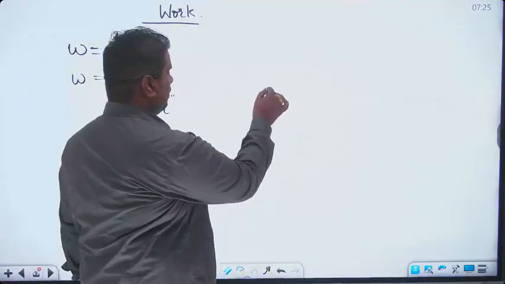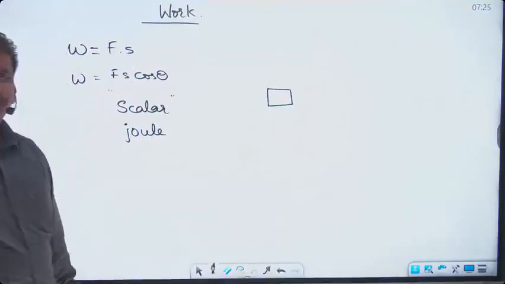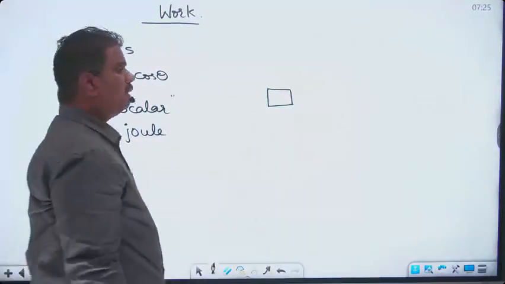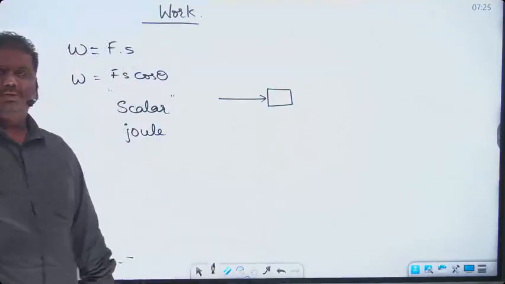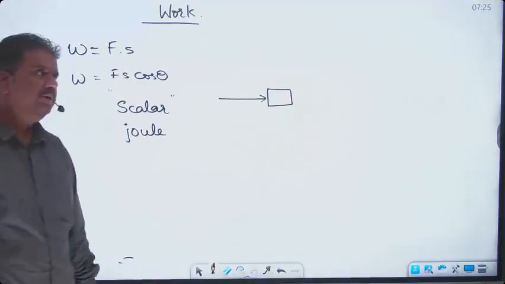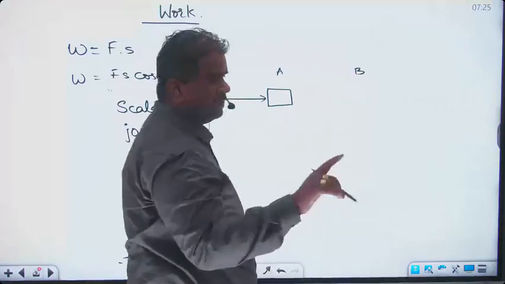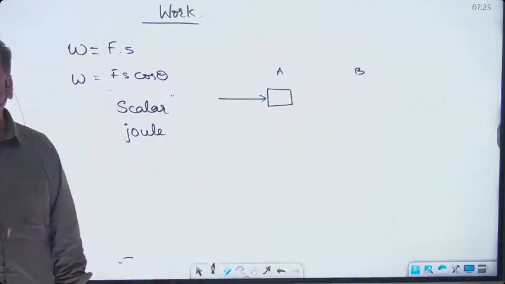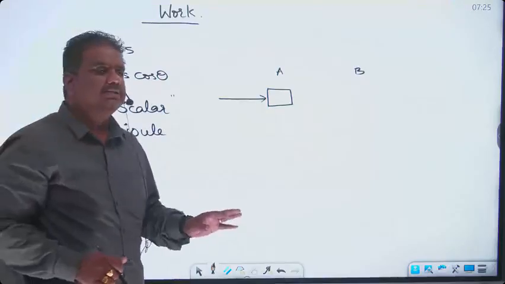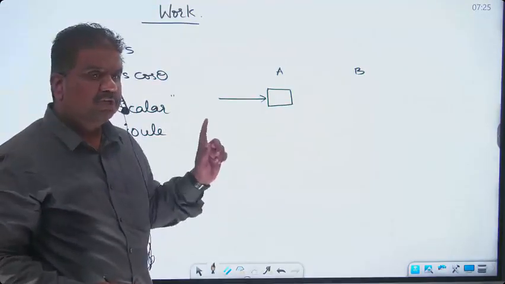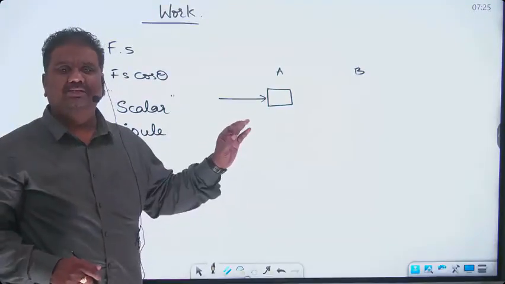Suppose that you have any particular object, something like this, maybe a box, or a book, or even a water bottle. Now on this object, suppose that you are applying some amount of force. If we are in a position to bring some change in the position of the object, then in that particular case work is said to be done.